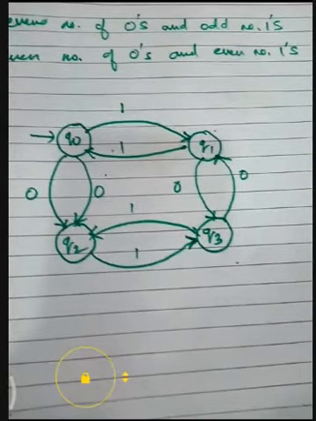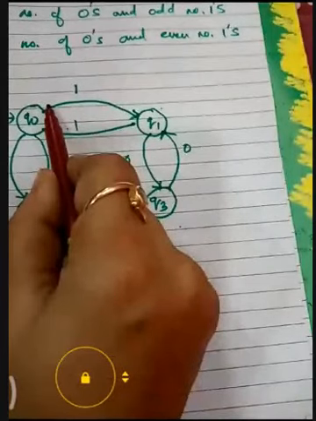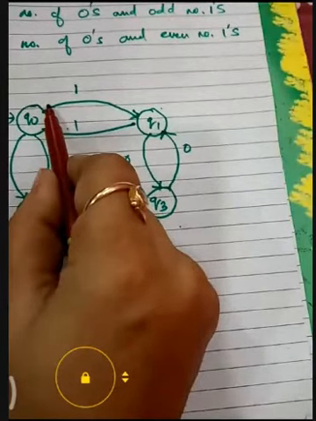So this is the first case. Odd number of 0 and odd number of 1 means what? You can have 0, 1, or you can have 0, 0, 1, 0, 1, 1. Here also, you are having odd number of zeros and odd number of ones, right? So now if I want to find odd number of zeros and odd number of ones, I can move like this and like this, and I can reach the Q3 state, right?